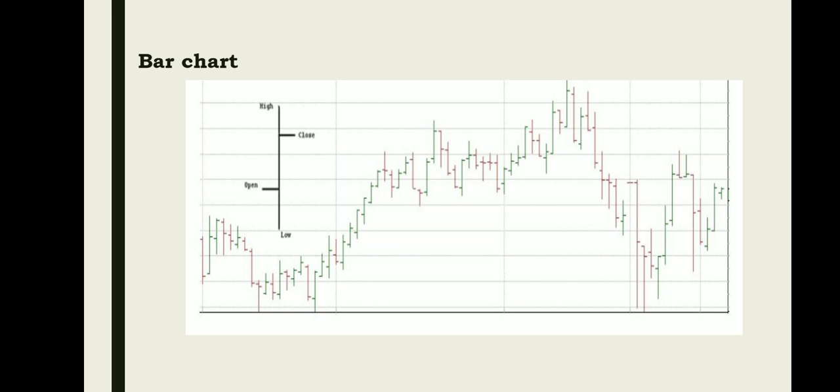This is more accurate than the line chart because it considers all the types of price points.